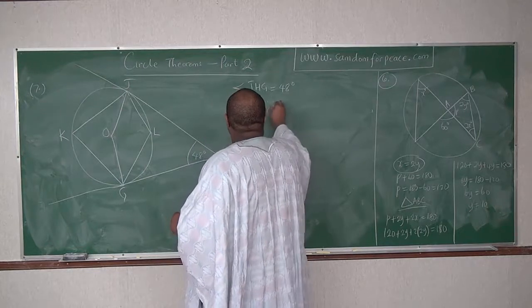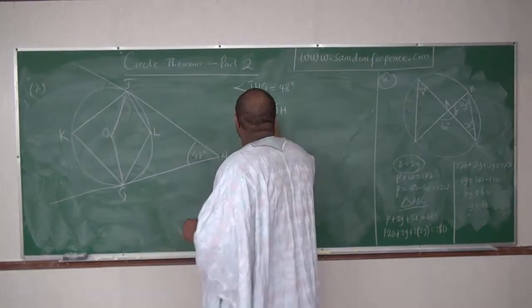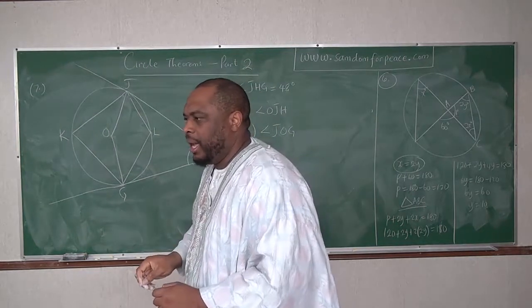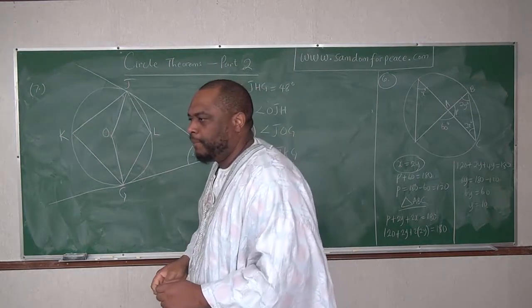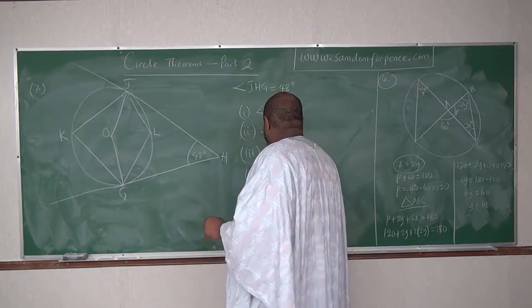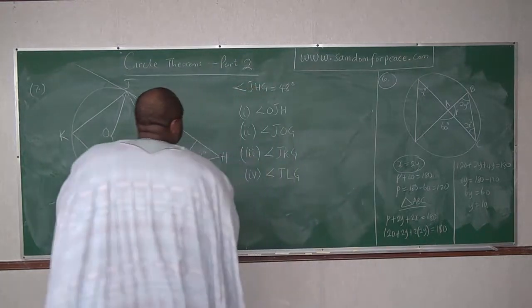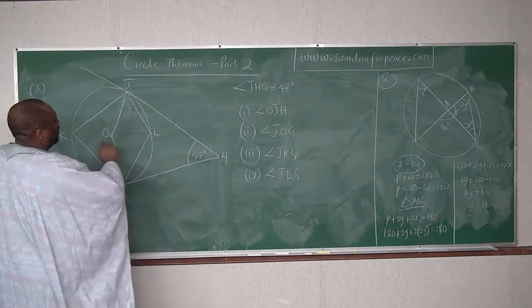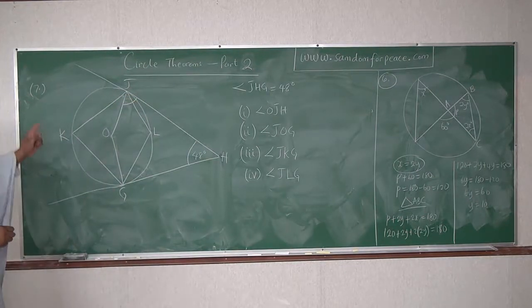They want us to calculate: one, angle OJH; two, angle JOG; three, angle JKG; and then four, angle JLG. Okay, OJH. So they want us to find this angle right here, angle OJH.